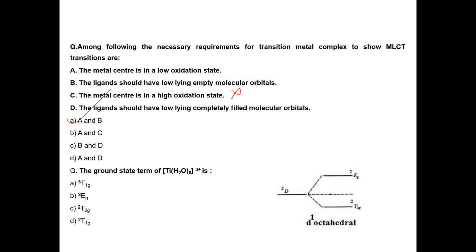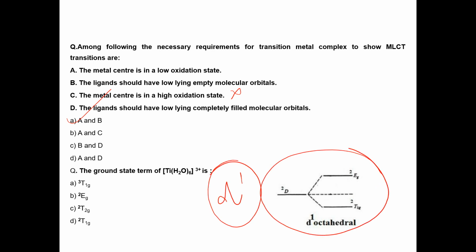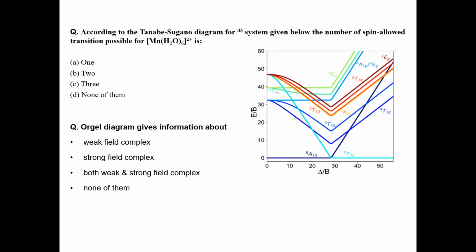The ground state term for this one, that is titanium plus 3, d1. Here you can see the spectra. The ground state term will be 2T2g. Just remember the original diagram and write down the ground state or the excited state.